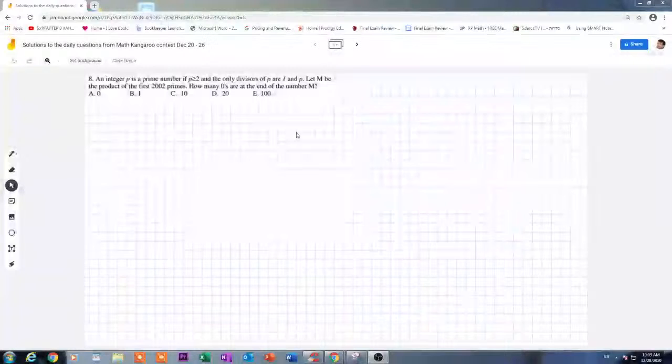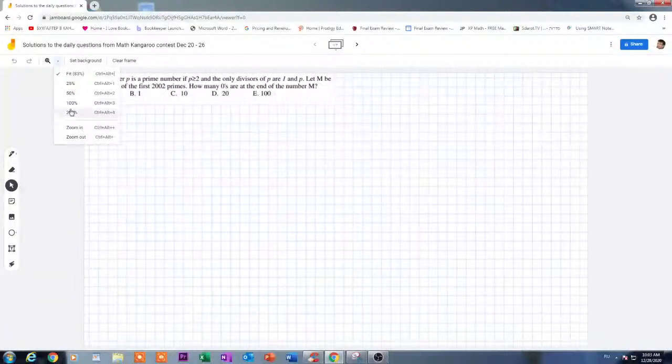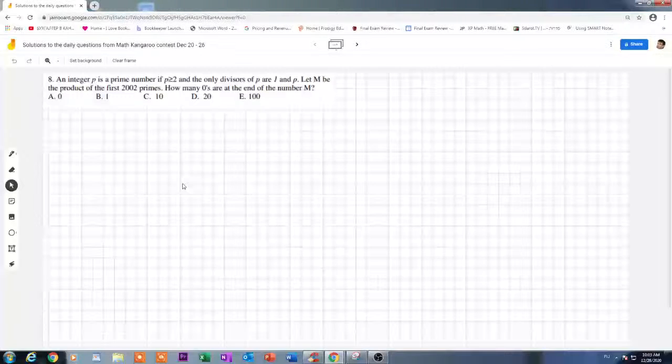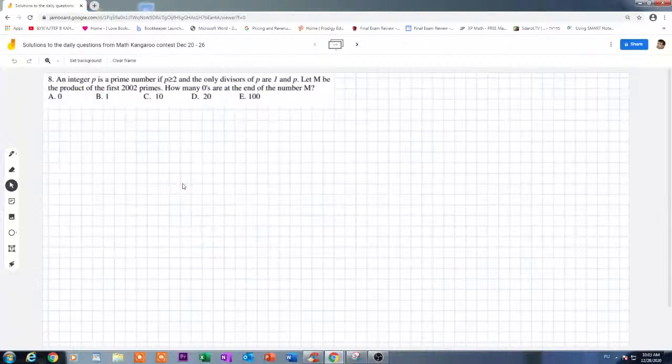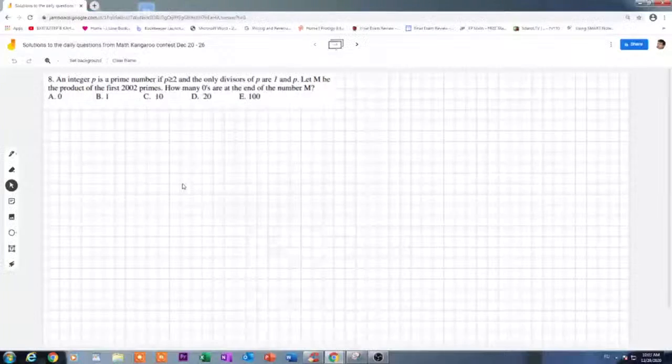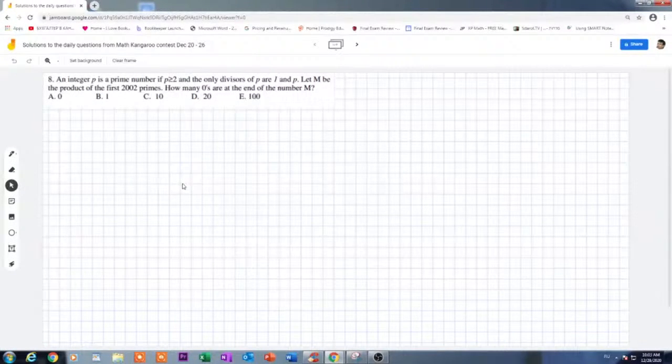So the first question is: an integer p is a prime number if p is greater than or equal to 1 and the only divisors of p are 1 and p itself. Let m be the product of the first 2002 prime numbers. How many zeros are at the end of the number m?